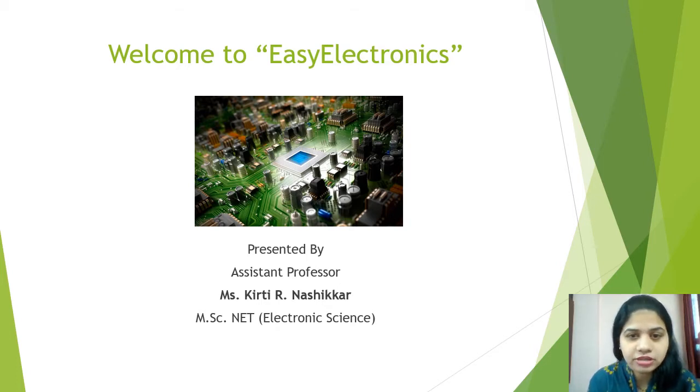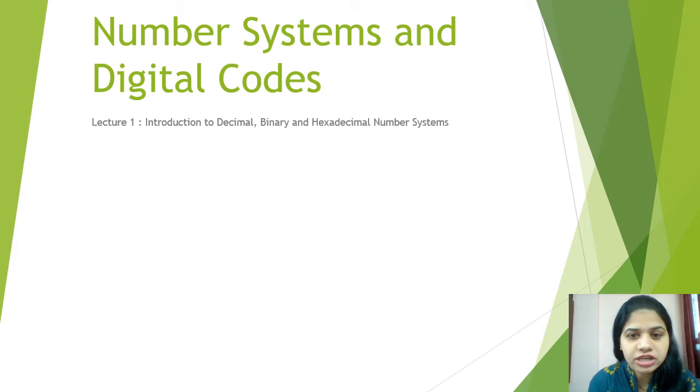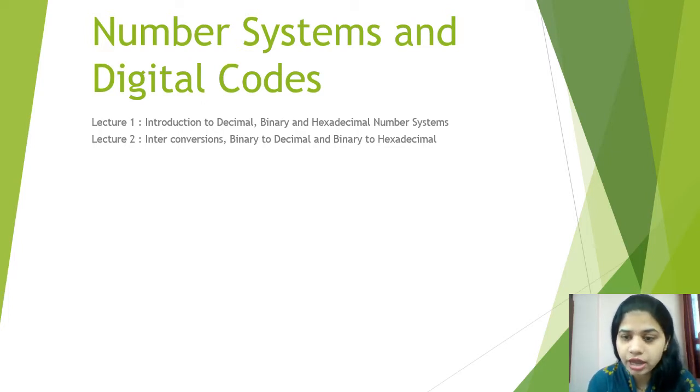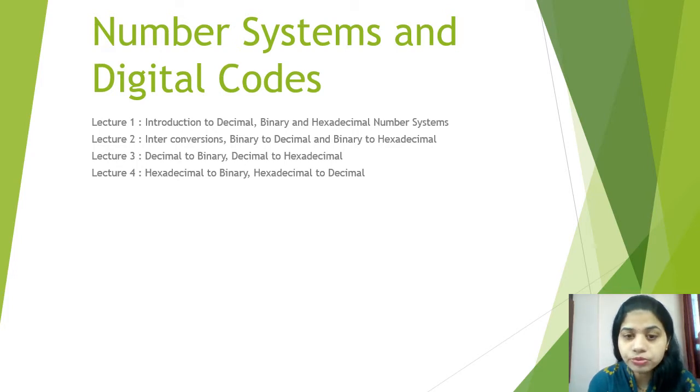Now let's enter into digital electronics. We were already discussing the topic of number systems and digital codes, where we discussed the very first lecture, the introduction of number systems. Then we saw the interconversion between binary to decimal and binary to hexadecimal. We have also seen the conversion from decimal number to binary number and decimal to hexadecimal number system. Today we are going to discuss the interconversion between hexadecimal to binary and hexadecimal to decimal number system.